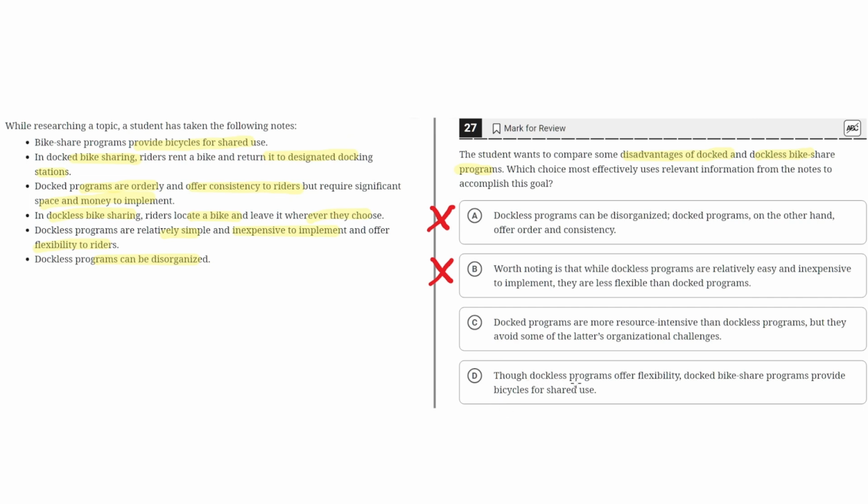D. Though dockless programs offer flexibility, docked bike share programs provide bicycles for shared use. This is incorrect because it highlights the advantage of dockless programs and the advantage of docked programs. So it says that dockless programs offer flexibility, which is one advantage of dockless programs, and that docked bike share programs provide bicycles for shared use, which is an advantage of docked bike share programs. So because this doesn't highlight the disadvantages of both programs, D can be eliminated. And thus we're left with C as the correct answer.